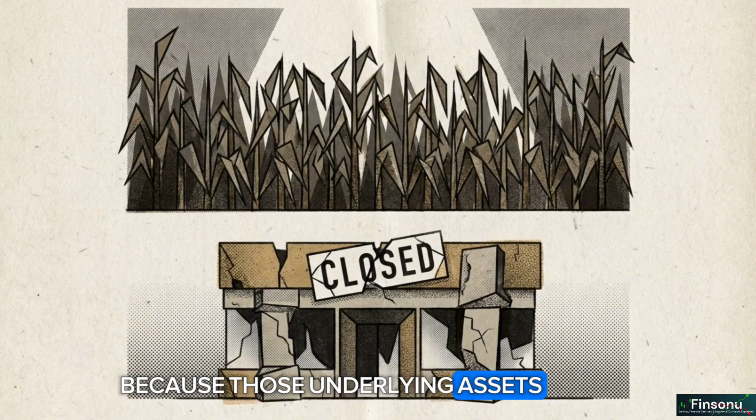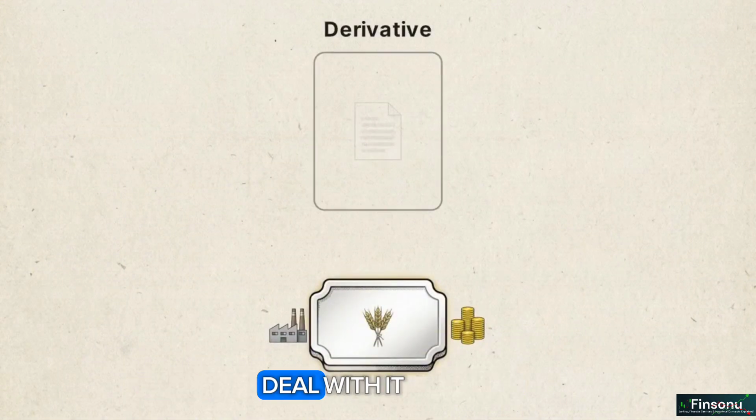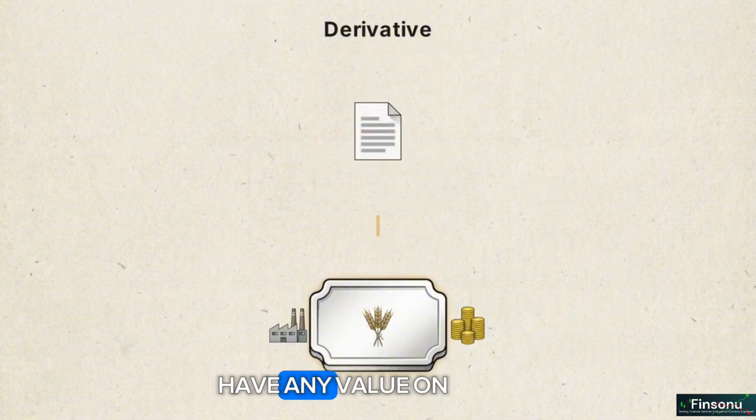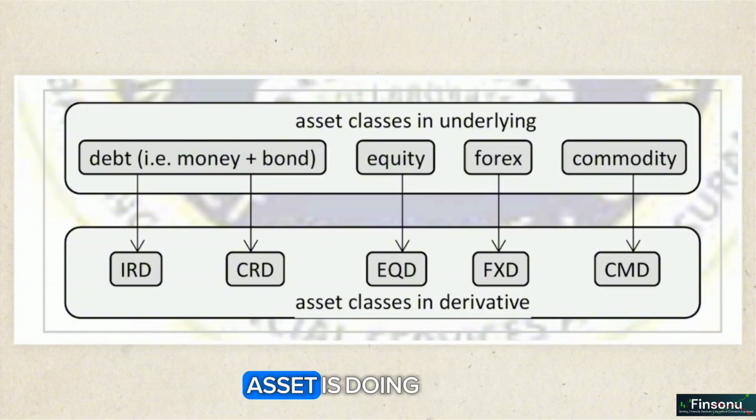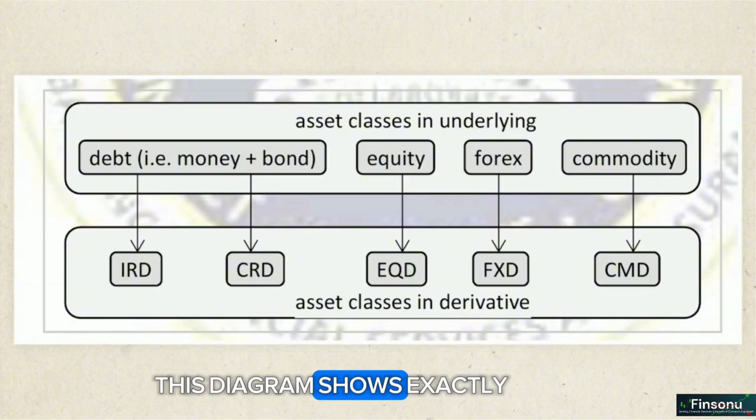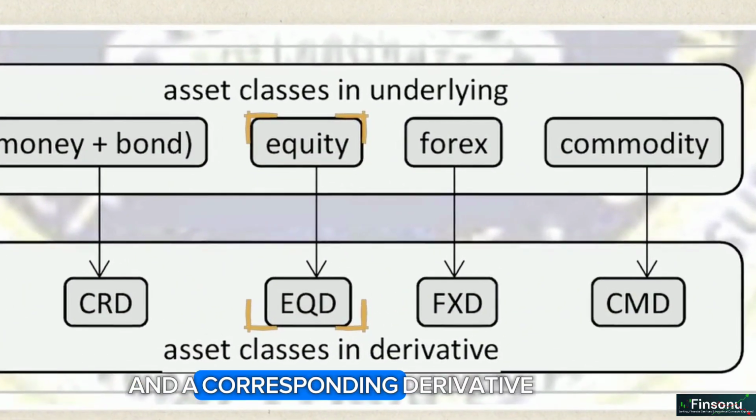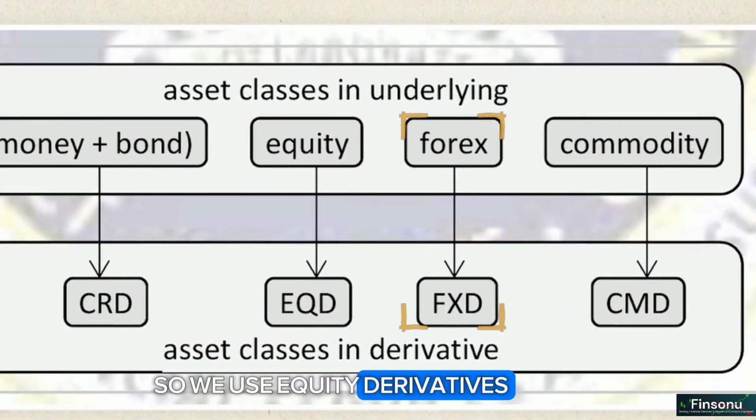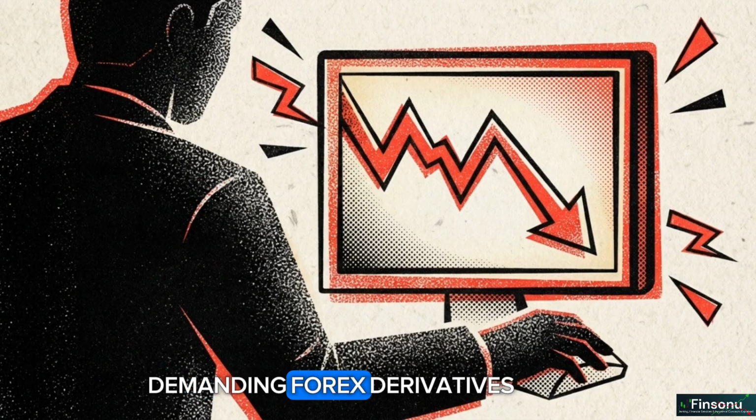Because those underlying assets carry risk, like crop prices dropping or companies failing, Wall Street created a second super asset class to deal with it. These are called derivatives. A derivative does not have any value on its own. It derives its value entirely from what the underlying asset is doing. This diagram shows exactly how they match up. Every underlying asset has a specific risk and a corresponding derivative to manage it. Equity carries price risk, so we use equity derivatives. Foreign exchange carries currency risk, demanding Forex derivatives.